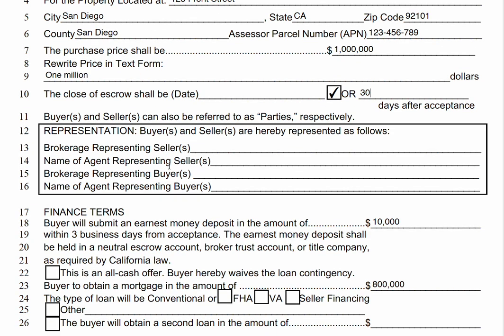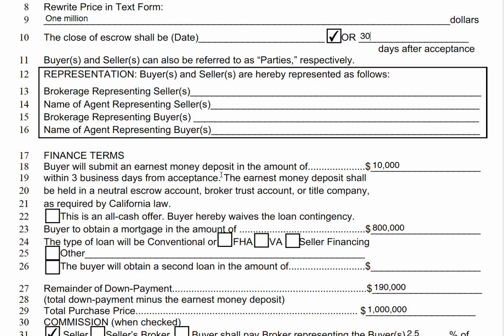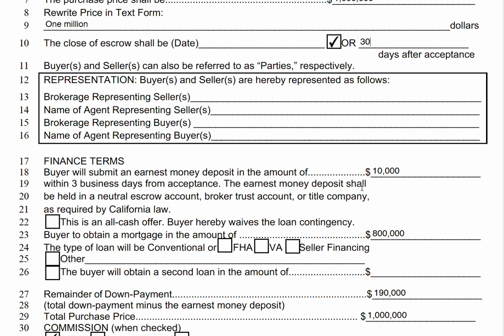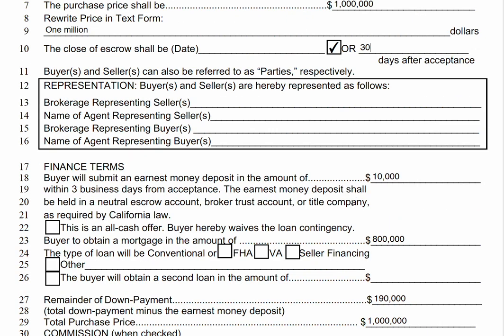Representation. Now, presuming the seller has an agent, you'll write in the name of the agent's brokerage here, listing agent there, your brokerage name, and your name as the buyer's representative. Of course, if let's say it's a for sale by owner or there's not an agent involved on both sides, you can write NA or draw a line through it or leave it blank. Doesn't matter. Finance terms. Earnest money deposit or initial deposit of 1 to 3% of the sales price. That's what's customary. We're just writing in $10,000, 1% of this sales price, okay?